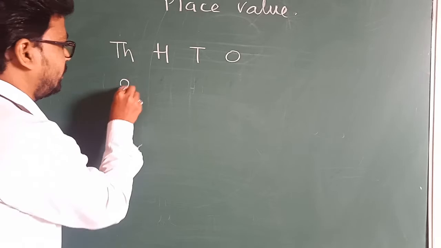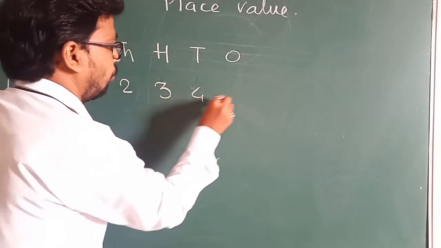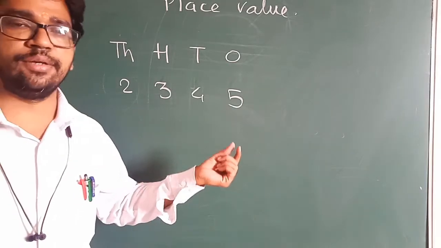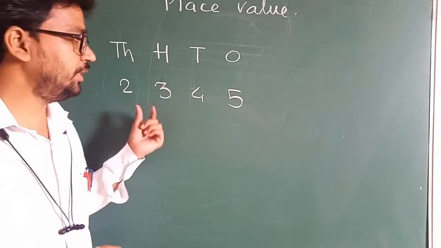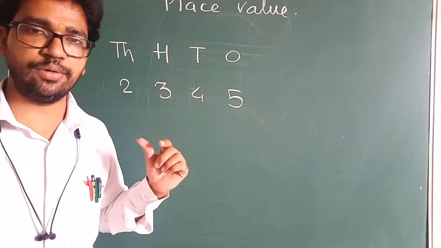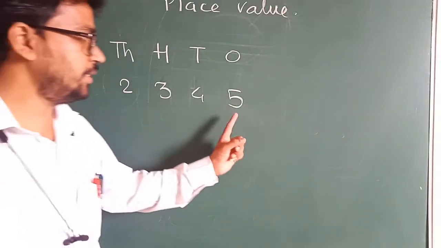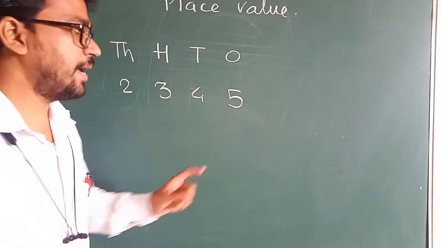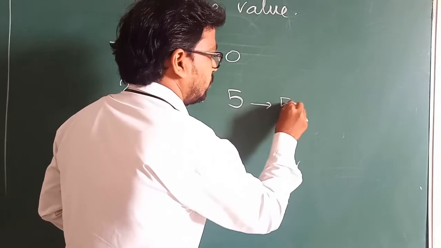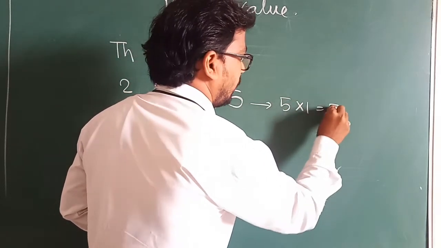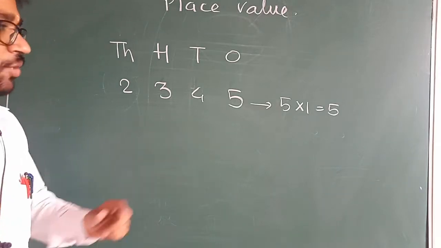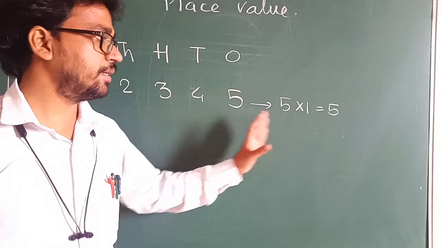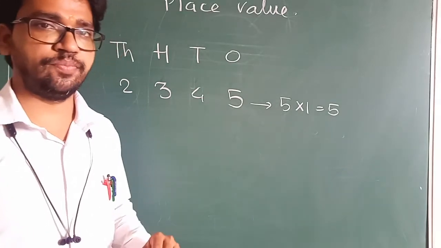If the number is like this, 2, 3, 4, 5, each digit has one place value. What is that? This 5 is at the ones place. It means its place value is 5 into 1 equals 5. The place value of 5 at the ones digit is 5 into 1, that is 5.